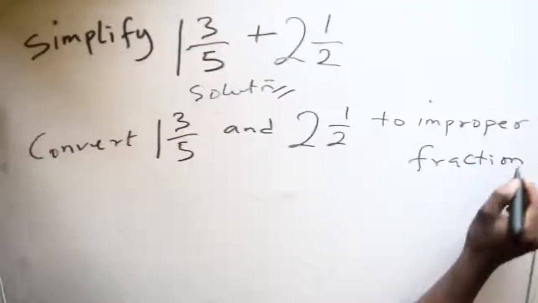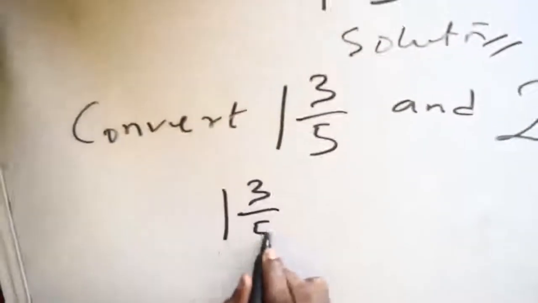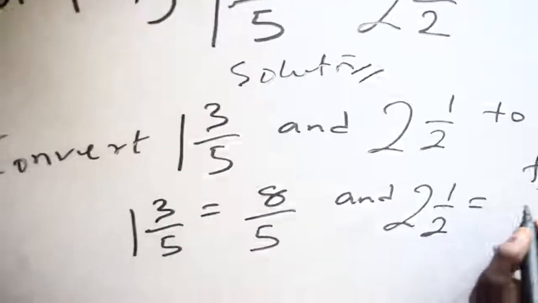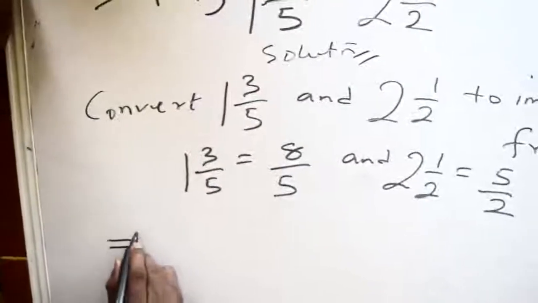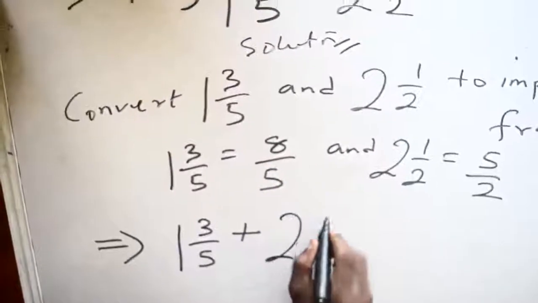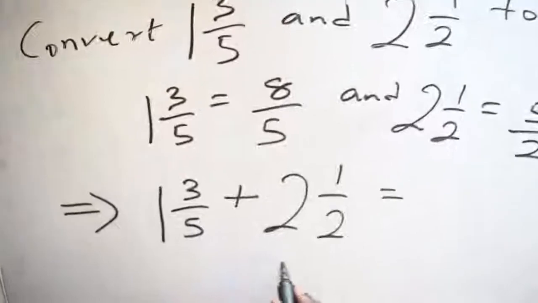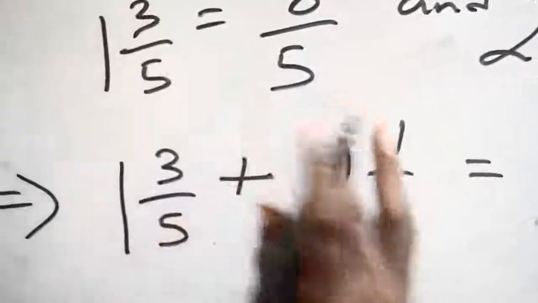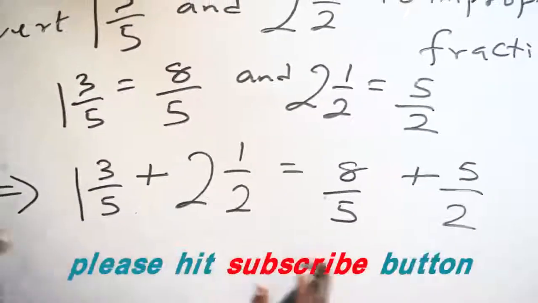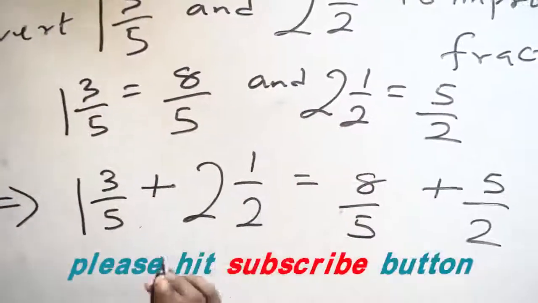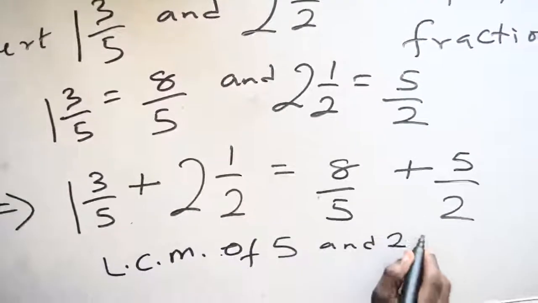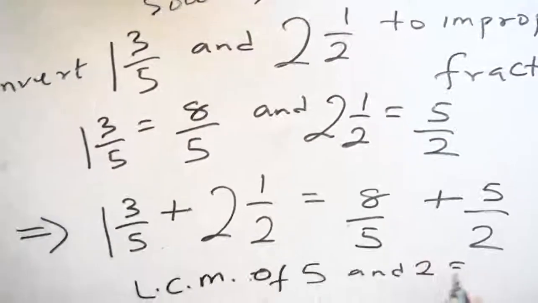So do not panic, you are good to go. When we convert 1 whole number 3 over 5, it will give us 8 over 5. And 2 whole number 1 over 2 will certainly give us 5 over 2. So this implies that 1 whole number 3 over 5 with the addition of 2 whole number 1 over 2 is the same thing as 8 over 5 with the addition of 5 over 2. Since we are done with the conversion of mixed fractions to improper fractions, we have to find the LCM of 5 and 2, the denominators in the two fractions. The LCM here is 10.